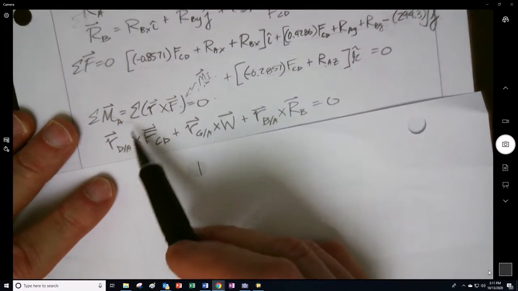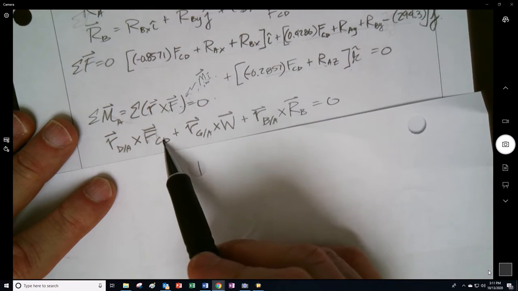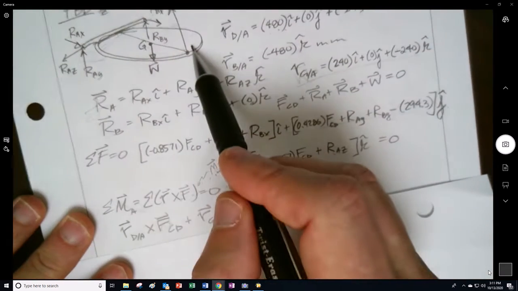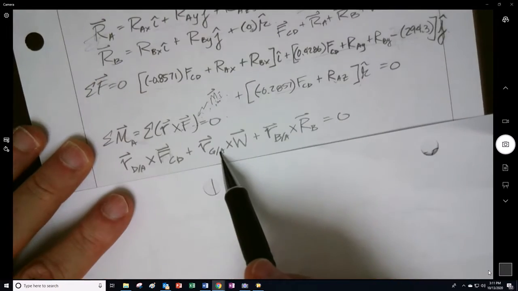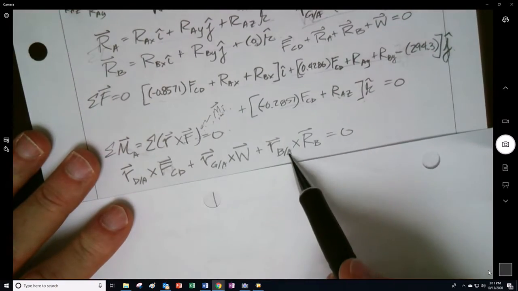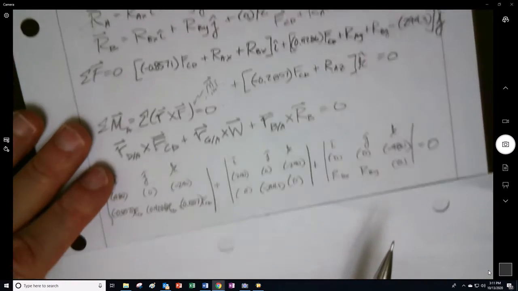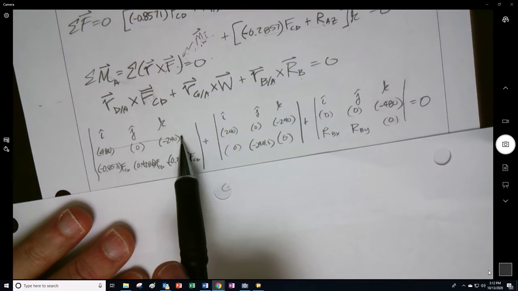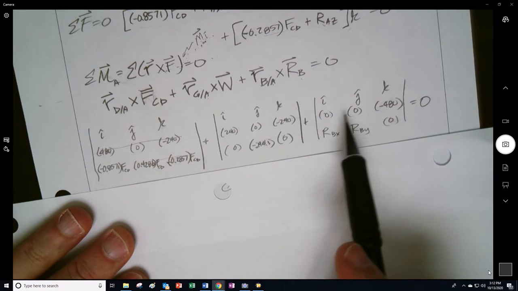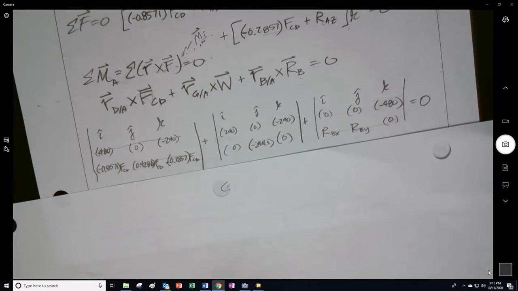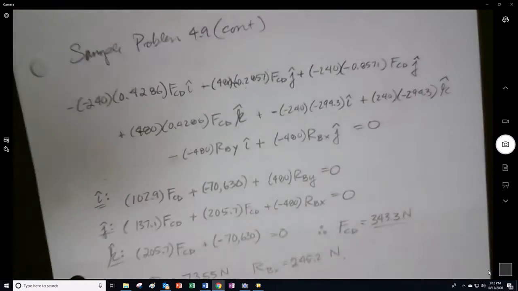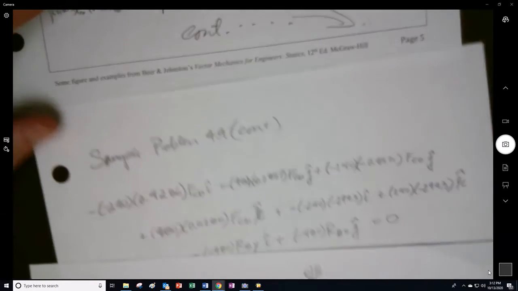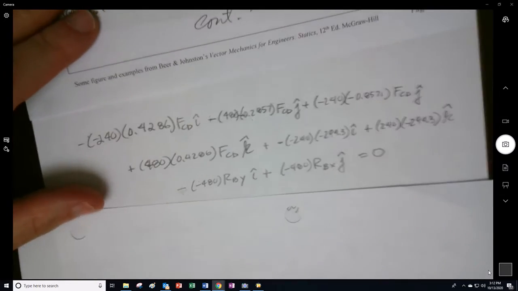So here's the representative, with respect to A, of the different things: the force right here, the tension and its position vector, and the weight and its position vector, and then lastly the reaction and its position vector. Writing those out, we have the position vector and the force as we define them for each of these, and writing it out longhand. Continuing on right here, sample problem 4.9 continued.